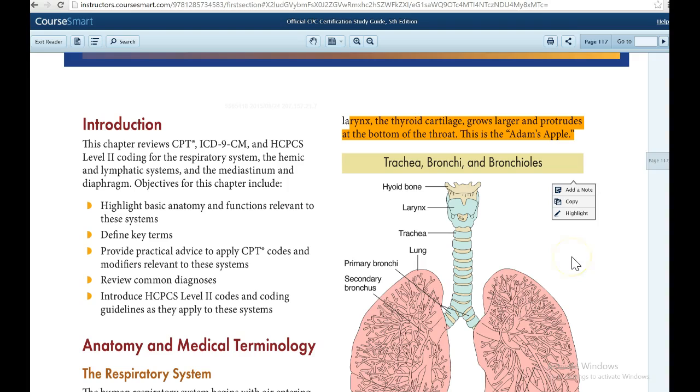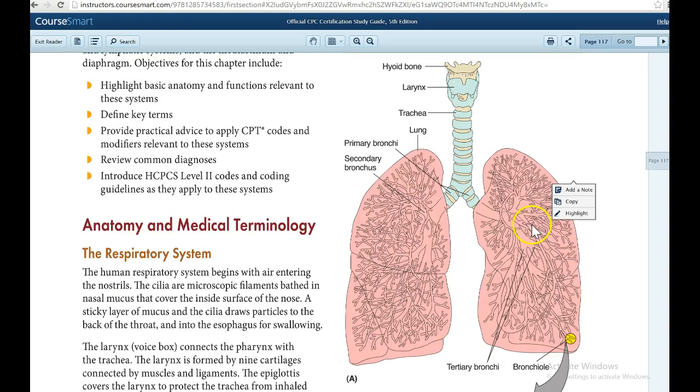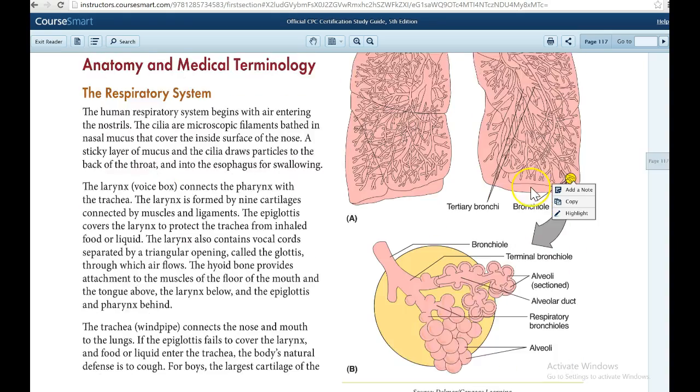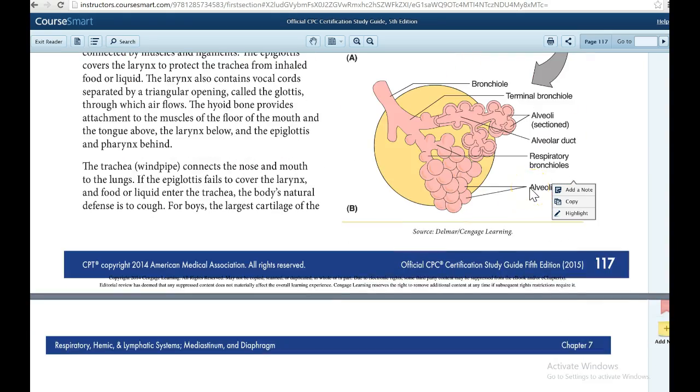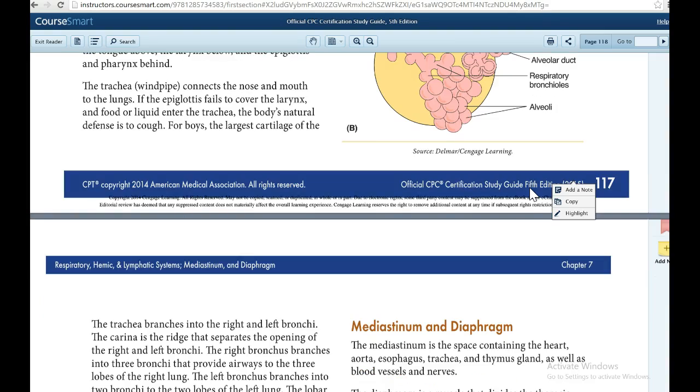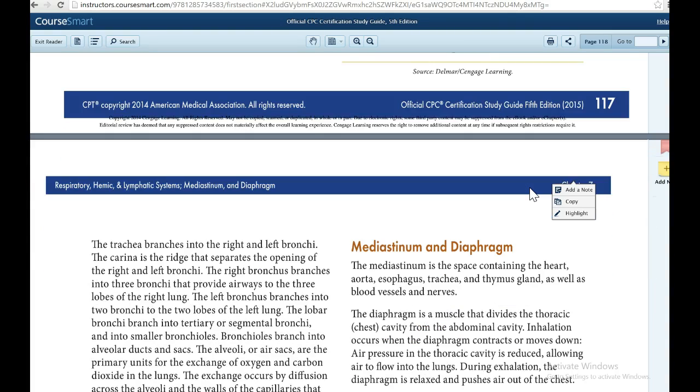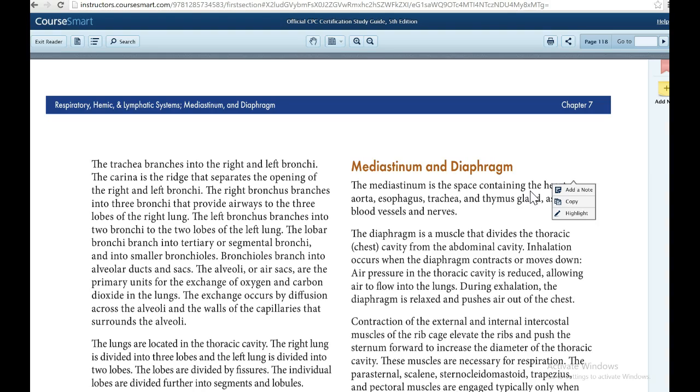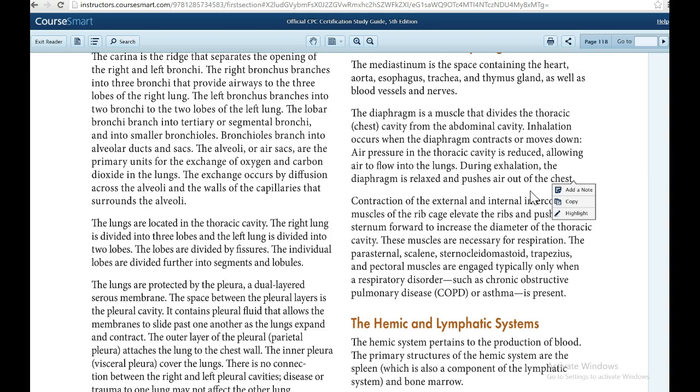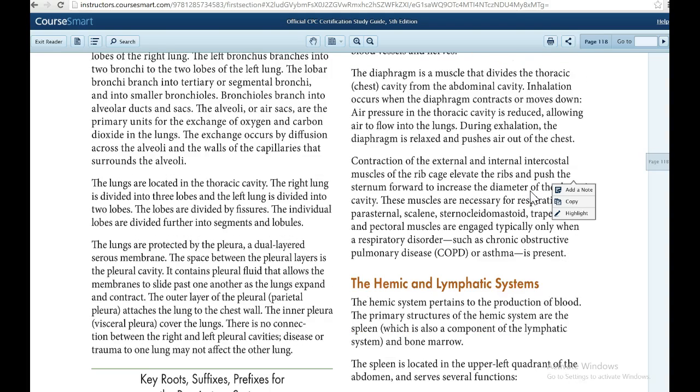Okay. Here is the tracheal, bronchial, and bronchioles. This is your bronchial tree. Okay. I think this is in your CPT book as well. So if you need to make notes, that's the place to do it, y'all. The trachea branches into the right and left bronchi. Go back and read over this.